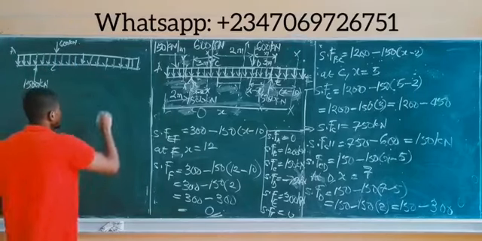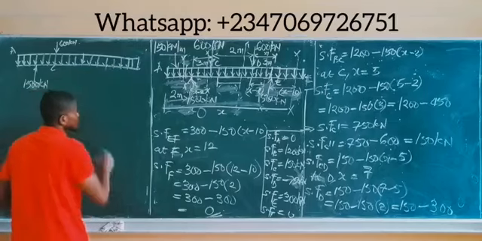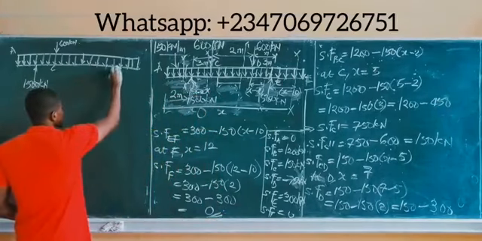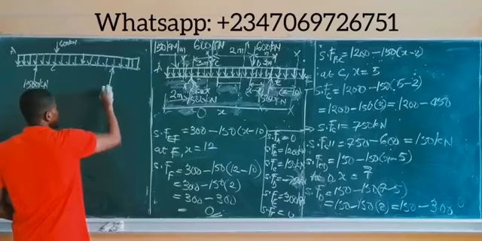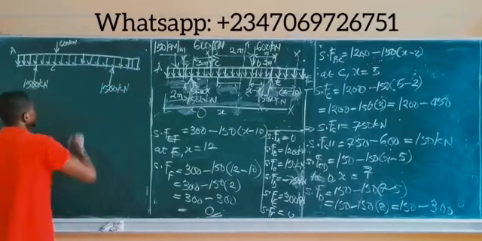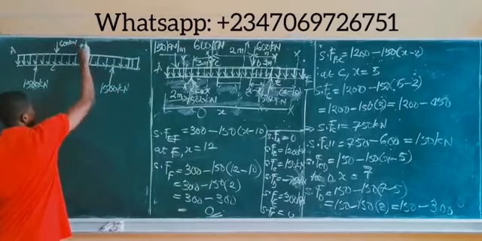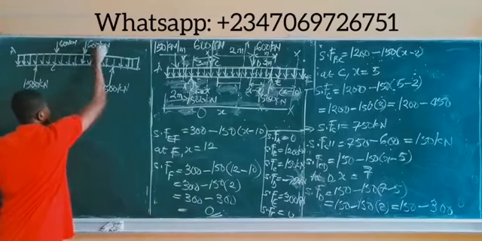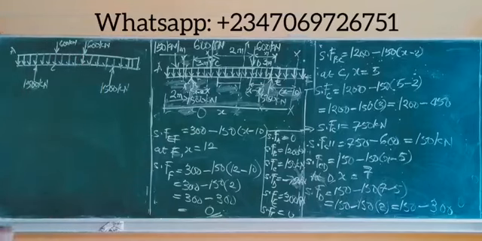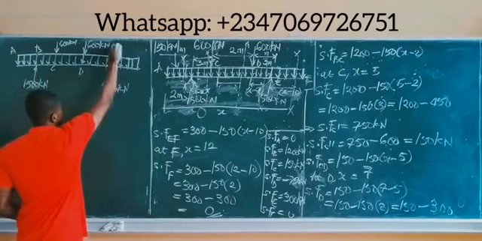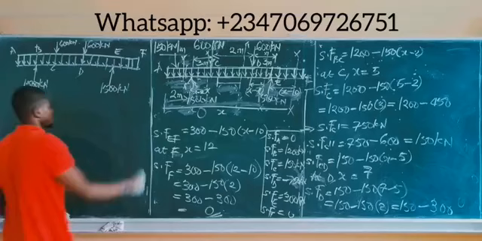We have a reaction at point E, still 1,500 kilonewtons. And we have a downward force at point D. Value is also 600 kilonewtons. So what we'll do is this: trace down all the points. This point B, this point C, this point D, this is point E, this point F.